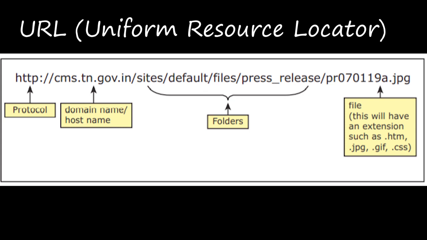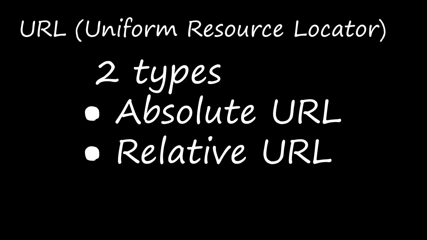Okay, this URL is divided into 2 types: absolute URL and relative URL. Absolute URL means the complete address of the document on the internet. Absolute URL will contain all the information that is required to find the files on the internet. Okay, this is the same as a postal address.